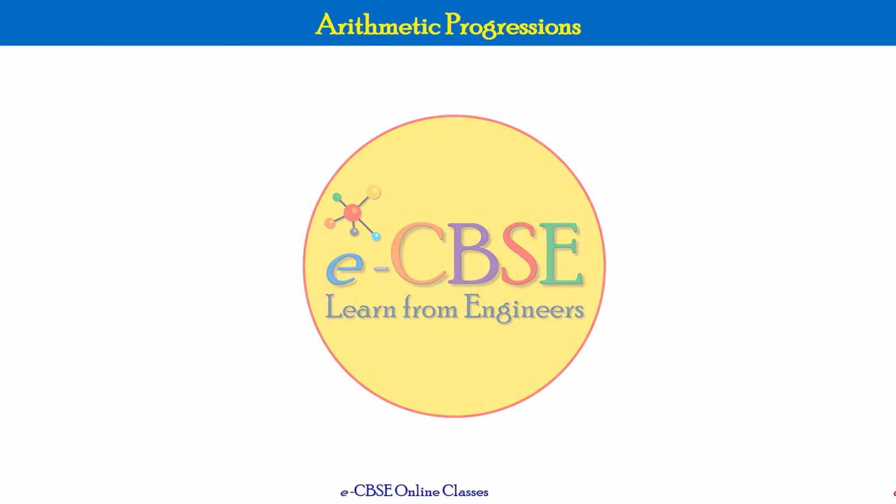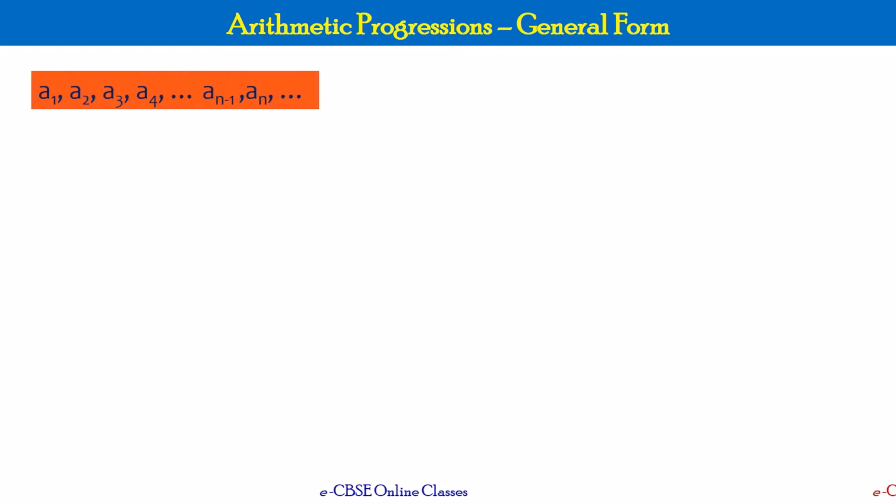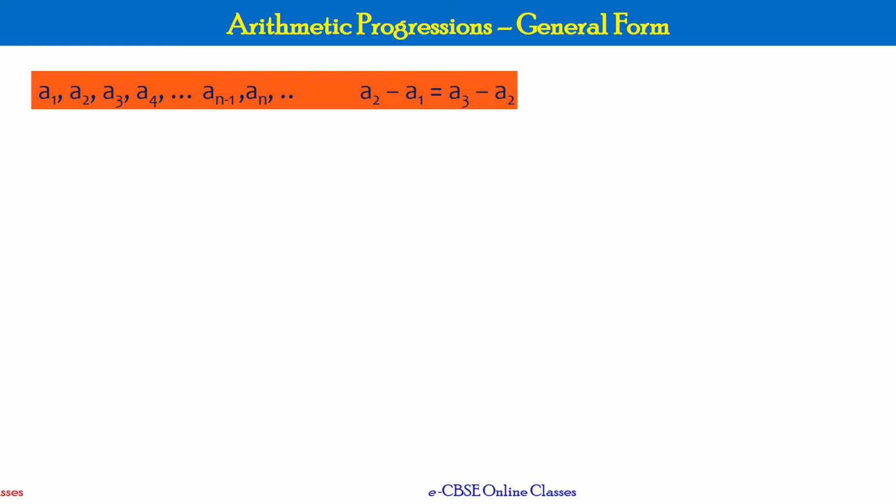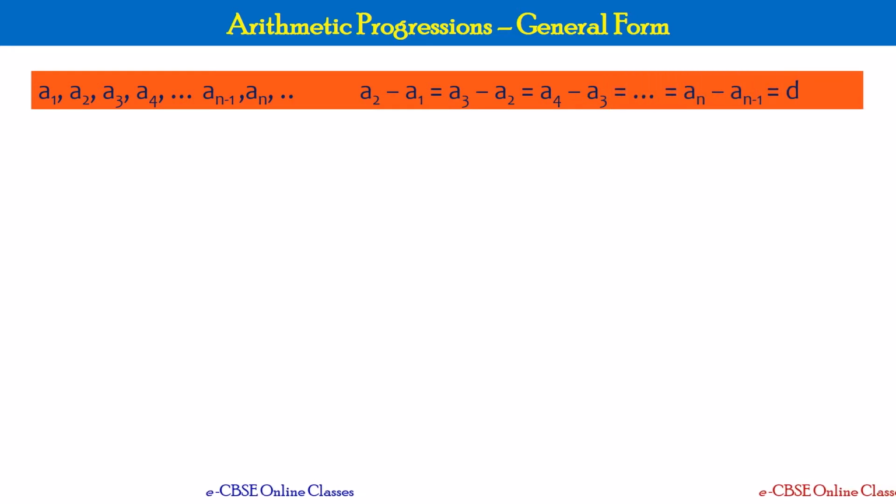Now let's look at a generic expression or generic form. So let's say A1, A2, A3 and so on, AN and so on are the terms in an arithmetic progression. So we know that the difference between any two consecutive numbers will be equal to the finite difference, correct, or common difference. So here A2 minus A1 will be exactly equal to A3 minus A2, and that will be equal to A4 minus A3 and so on until AN minus AN minus 1 will be equal to D.